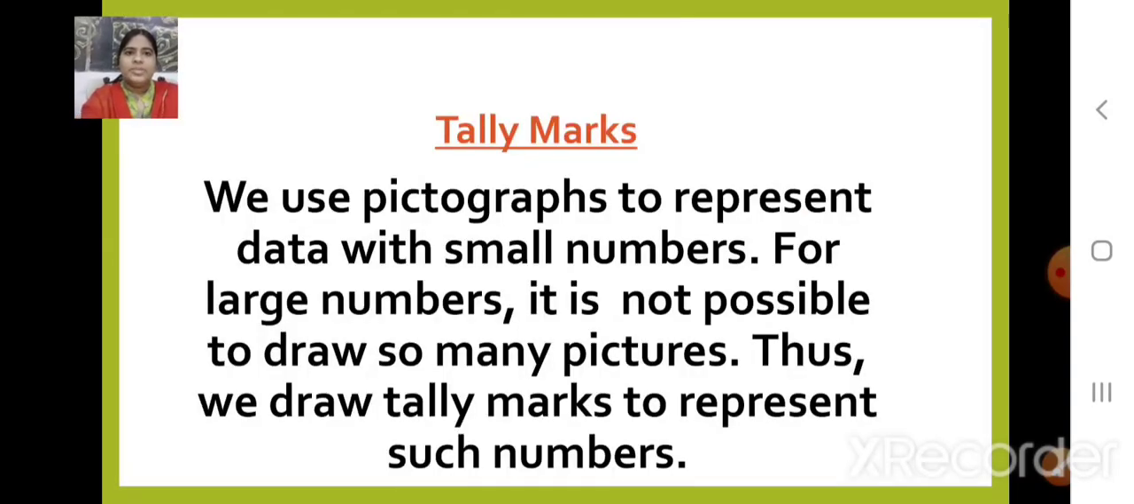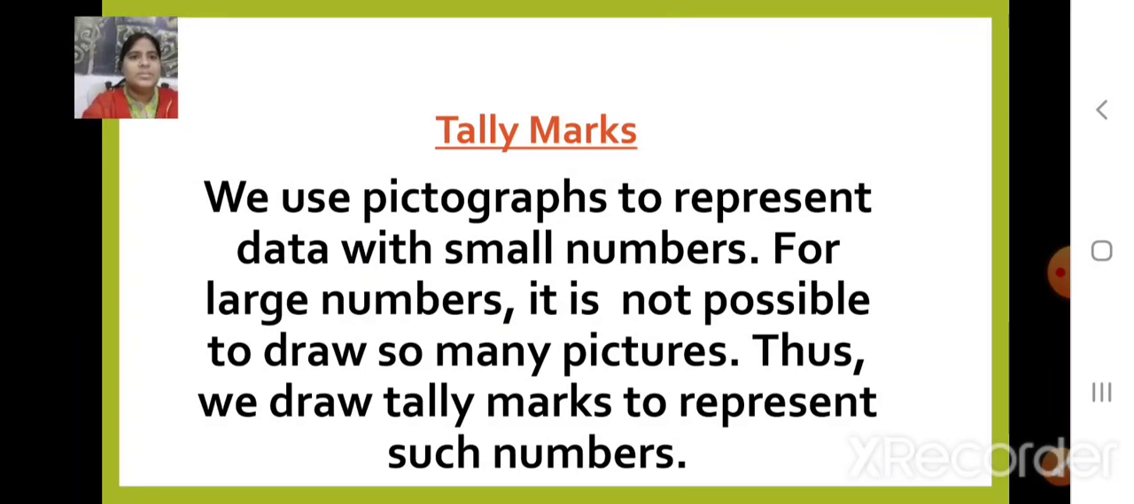Children, we use pictographs to represent data with small numbers. For larger numbers, it is not possible to draw so many pictures. Thus, we draw tally marks to represent such numbers. Every time we cannot draw pictures for each number if there are 100 or very big numbers. In that case, we have to use tally marks.